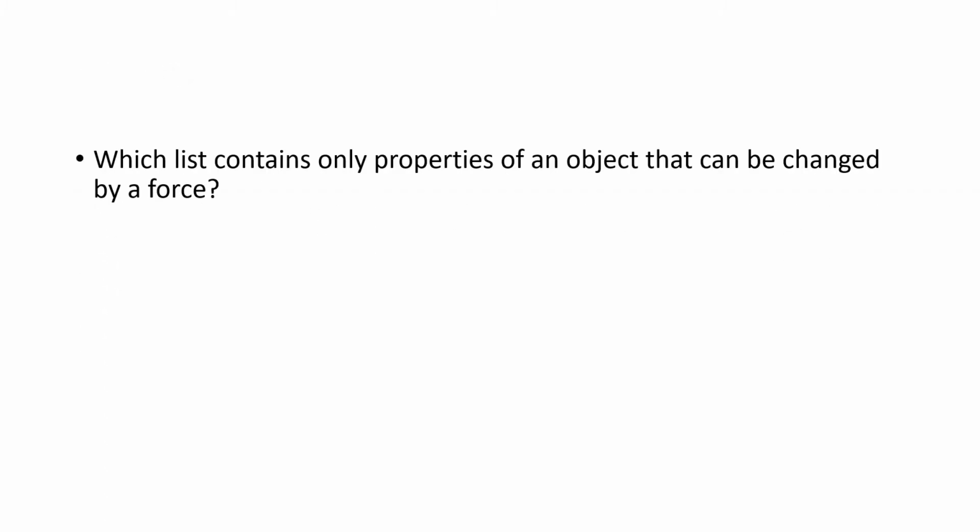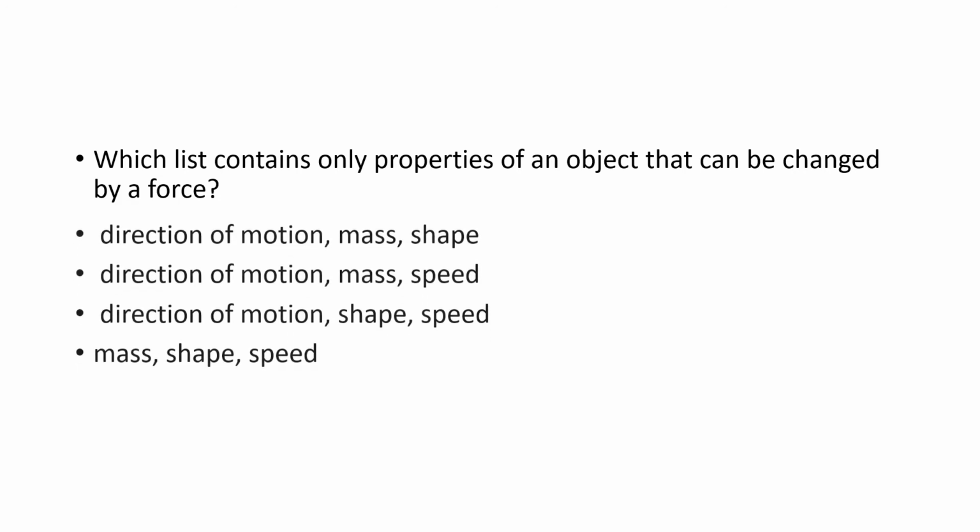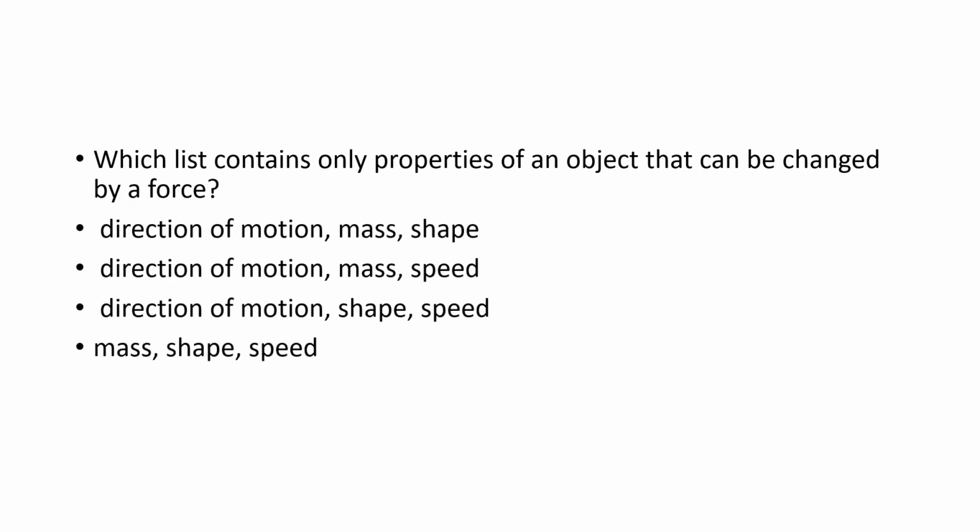Which list contains only properties of an object that can change by a force? Options: first, direction of motion, mass, shape. Second one, direction of motion, mass and speed. Third one, direction of motion, shape and speed. And the last one, mass, shape and speed.